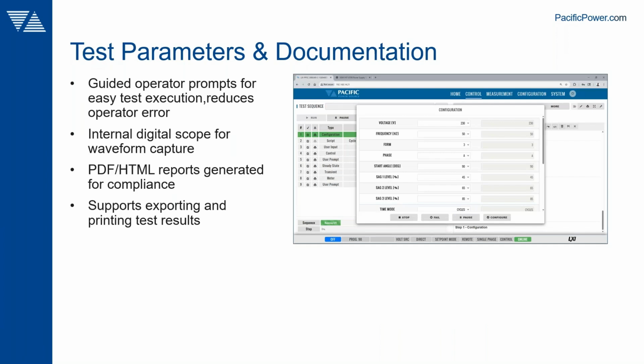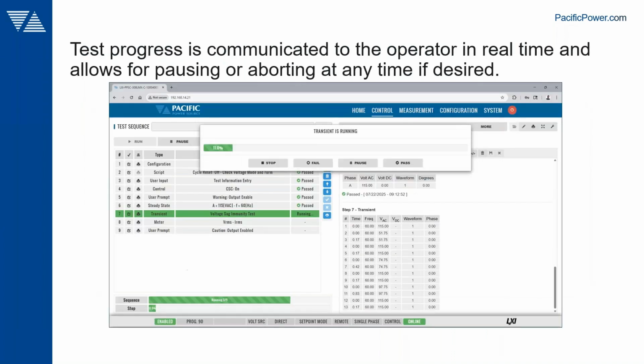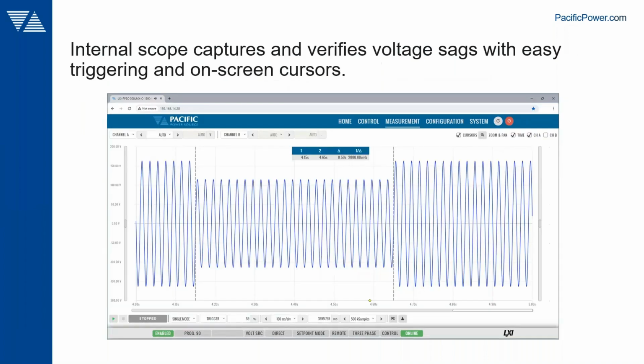The sequence runs on its own. At the end, it generates a report, and you can send that report to a printer or PDF file and use it for your compliance documentation. So it's a very useful sequence. This is an example of the sags running, and you can see the steps on the bottom right. If you want to see what's happening, it shows you the sequence it goes through and the durations. This is the capture of the internal scope of one of those dips.